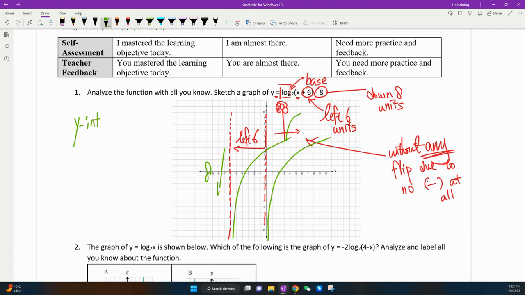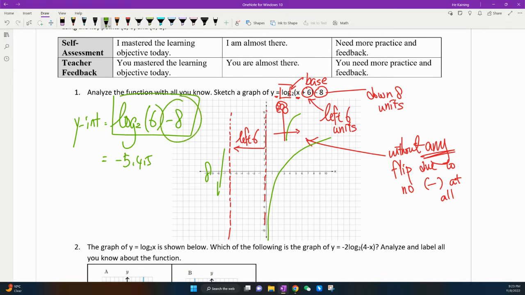Y-intercept. How do you do it? All you gotta do is plug in 0 as x. So you have log base 2 of, and then what's 0 plus 6? Just a 6. And then minus A. Punch this into the calculator. I actually get a negative 5.415. That means my new y-intercept is going to be there.